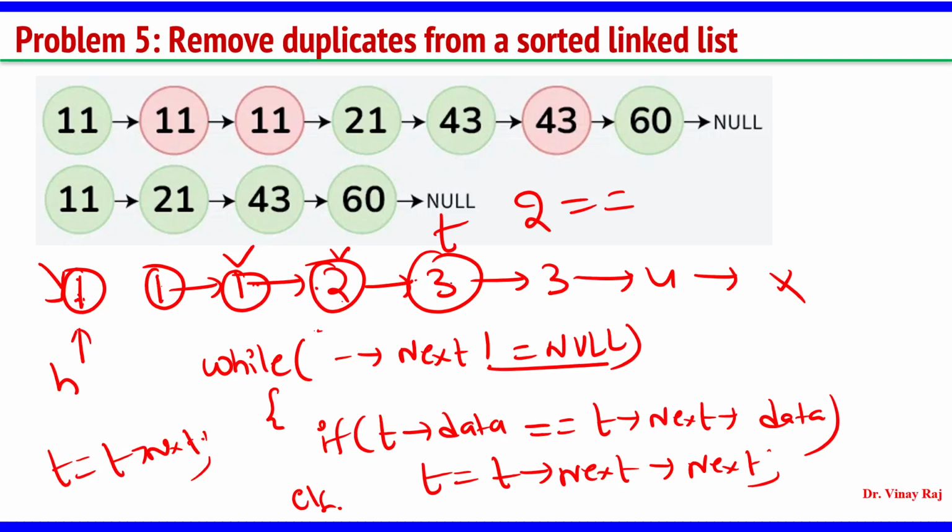Now from 3, is 3 data equal to 3 next data? Yes. So make your T equal to T next. So this will be my T. Now T has reached null. So this connection is also gone. We reach here, and we get 1, 2, 3 and 4.